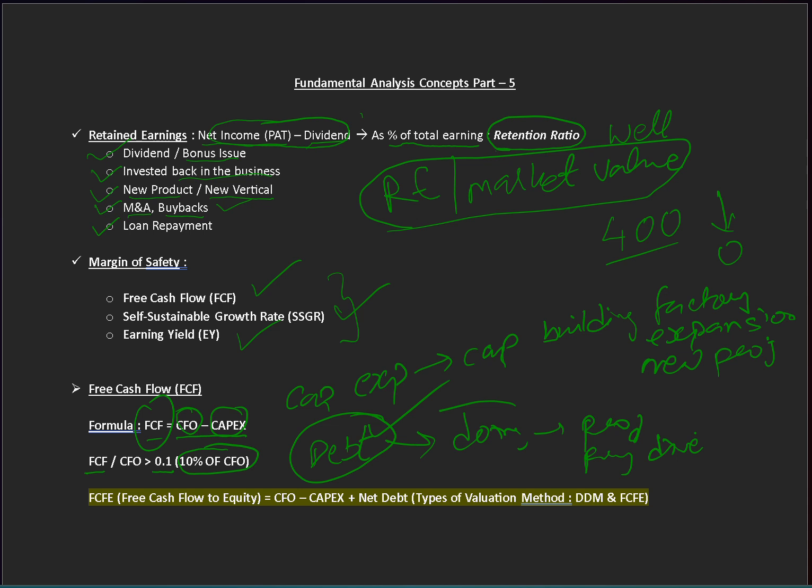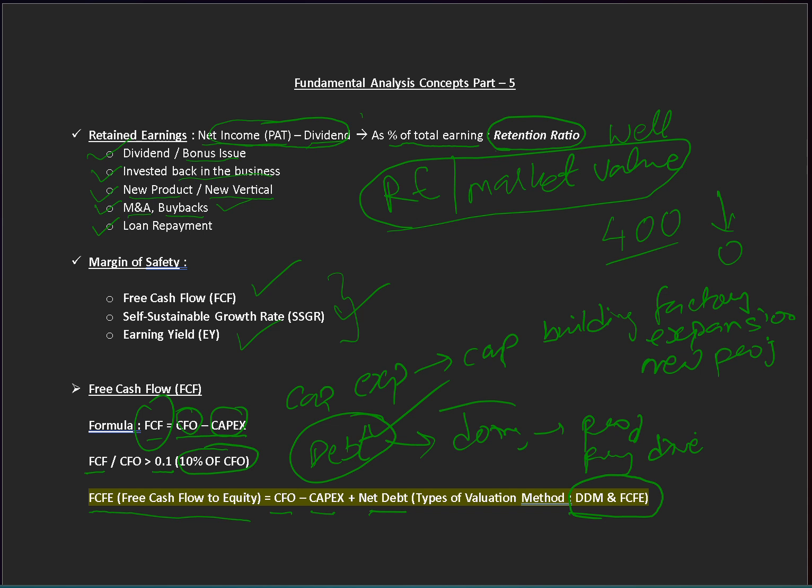Now there is one more term called free cash flow to equity. This is nothing but CFO minus capex plus net debt. Net debt means debt minus debt paid, so it is net debt. We will see in the next few pages how it is useful.